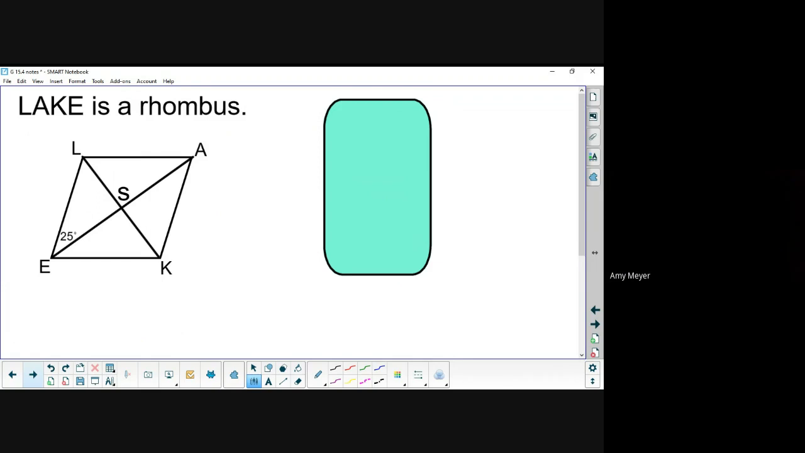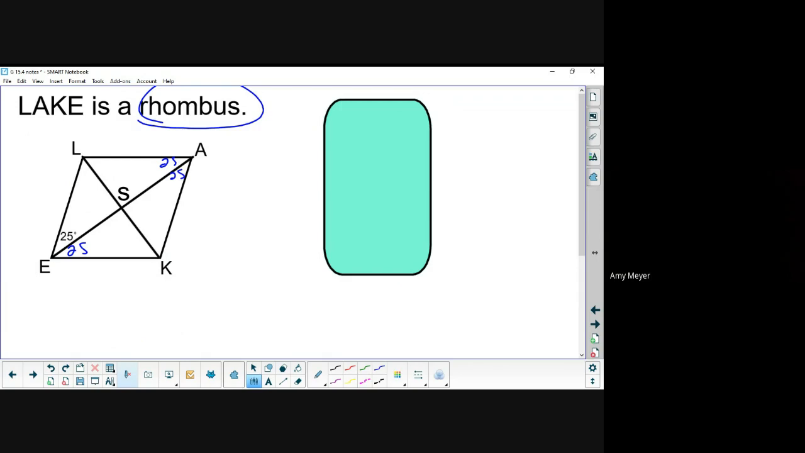Diagonals bisect angles. So that means this diagonal is cutting this angle into 2. So I can already list 25, 25, 25, 25, because it's a rhombus, because of property number 3, diagonals bisect angles. Now this diagonal is also cutting this angle and this angle. They're not going to be 25, but whatever it is, it's going to repeat. I'm going to have to figure out what number that is. Anybody have a good way of doing that?